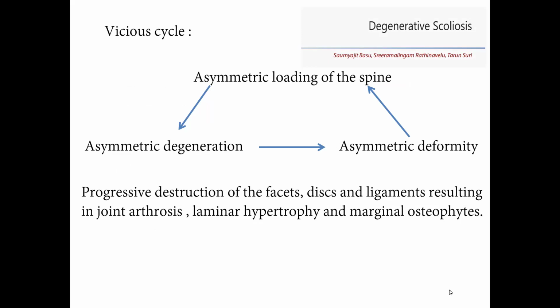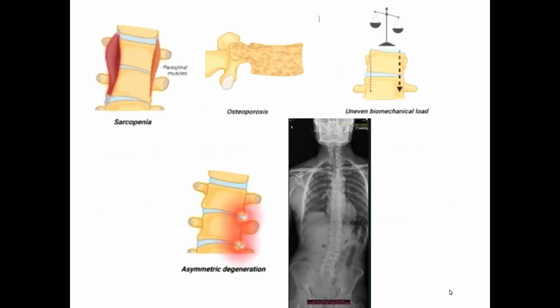It can lead to concomitant change in disc and facet joint and progressive destruction of facet, disc, and ligaments, resulting in joint arthrosis, laminar hypertrophy, and marginal osteophytes. In this image, weakness of paraspinal muscles on one side, or osteoporosis, or uneven biomechanical loading can lead to asymmetrical degeneration and lead to degenerative lumbar scoliosis.